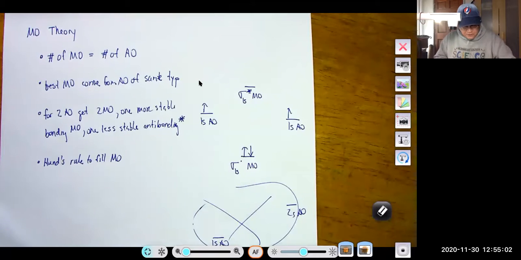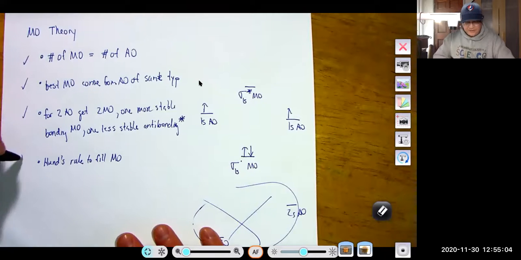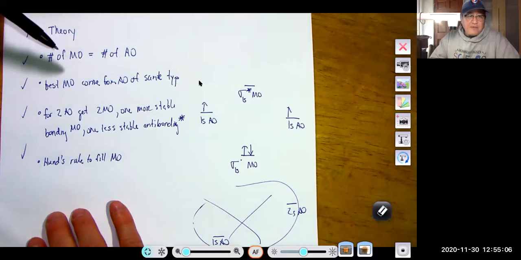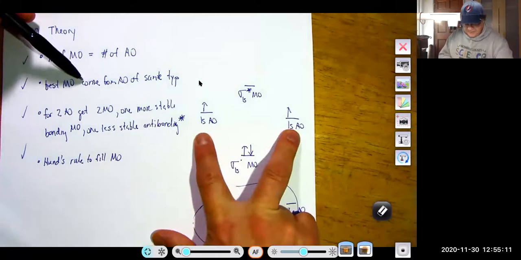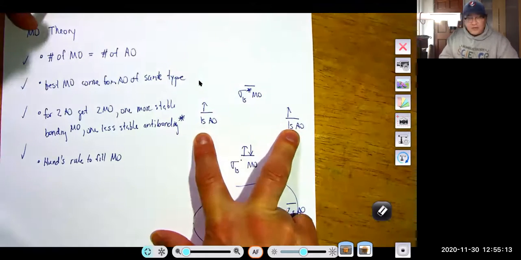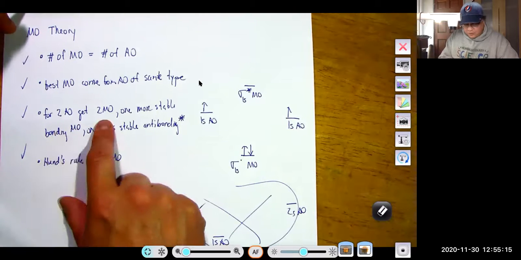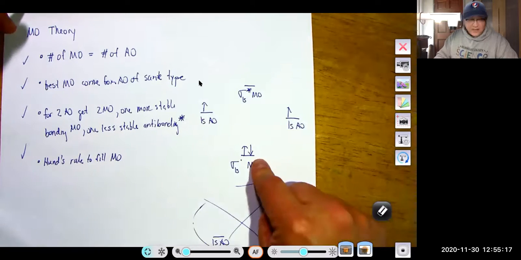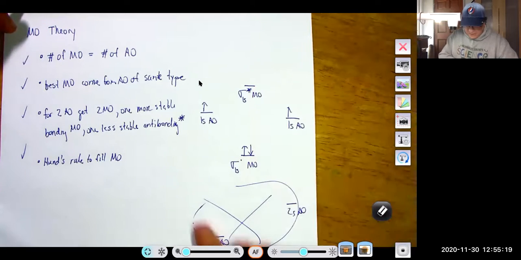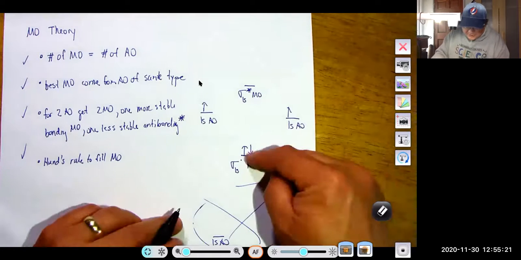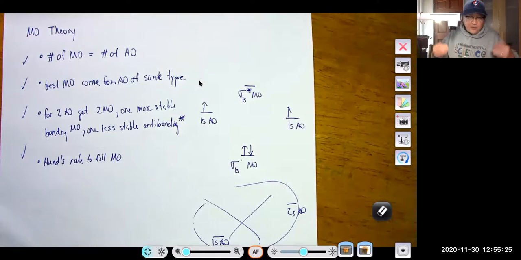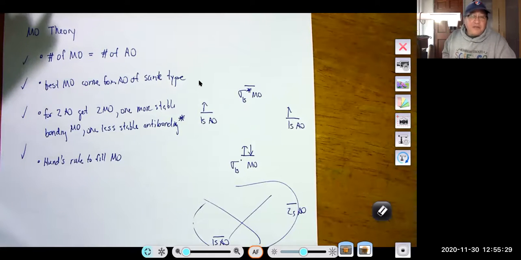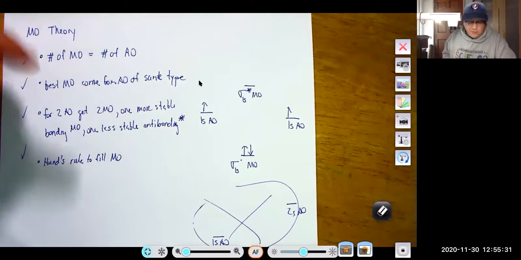So you need to know these 4 principles of MO theory. The number of MOs equal the number of AOs. The best MOs come from AOs of the same type. For 2 AOs, you get 2 MOs, 1 more stable, 1 less stable anti-bonding. And when you put the electrons into the MOs, you put them in using Hund's rule, which basically means you put them in the more stable ones first. And if you have MOs that are of equal energy, you put 1 per orbital before you move on.